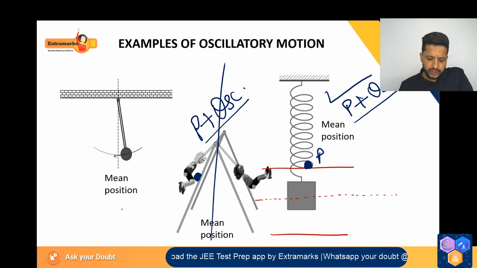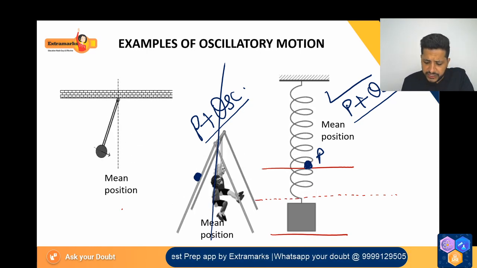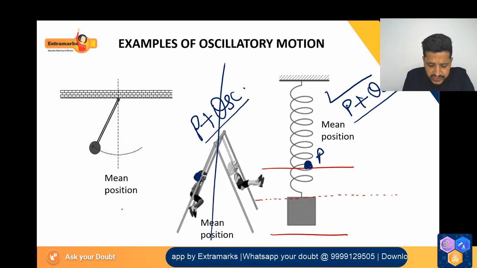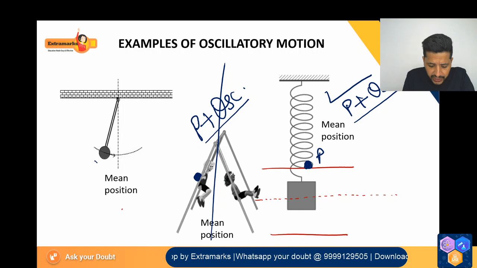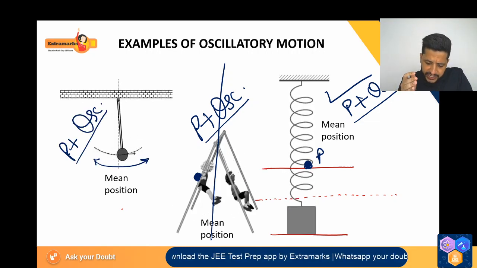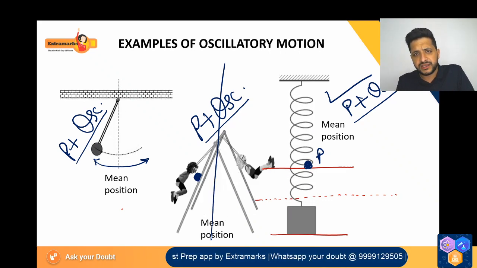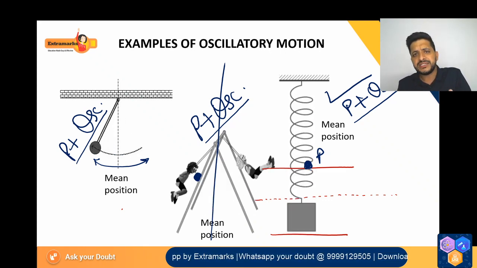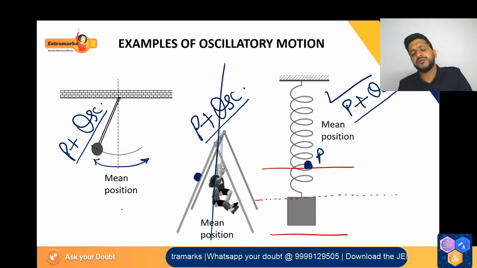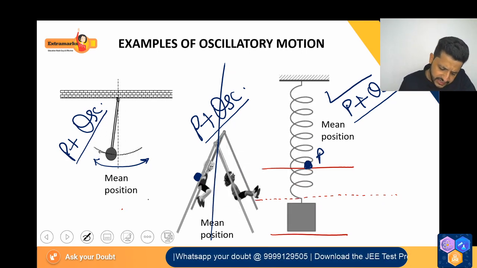Third is this pendulum, which we know is similar to this swing. Again, you can see a back and forth motion and also you can see periodicity. But in these three systems, we are assuming certain things. And what are these assumptions which we need to take into consideration?